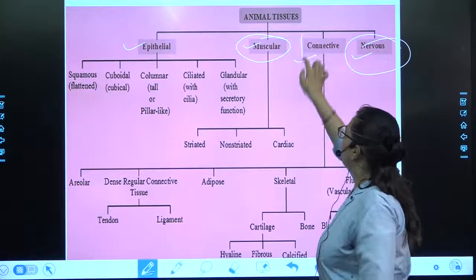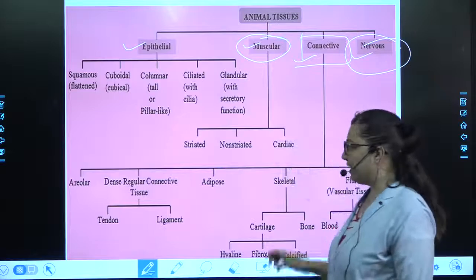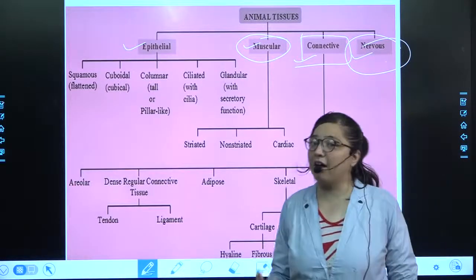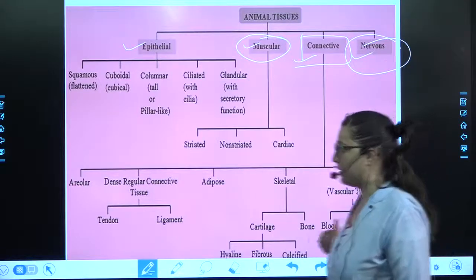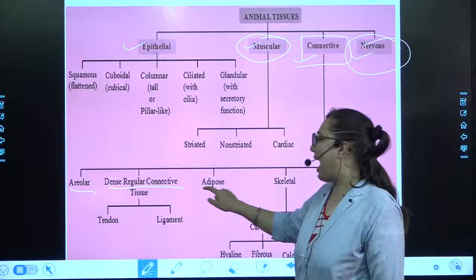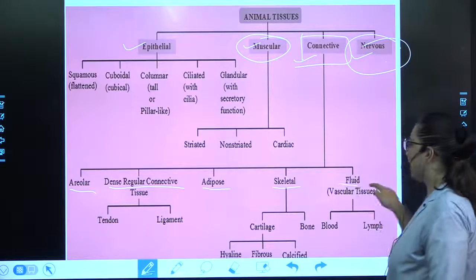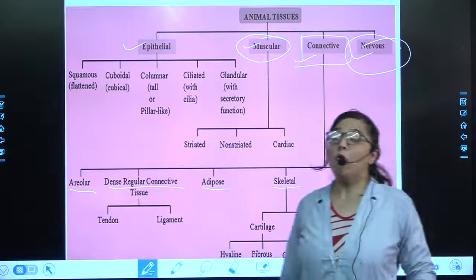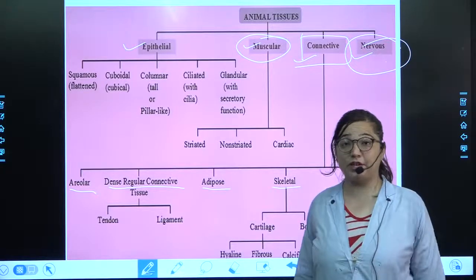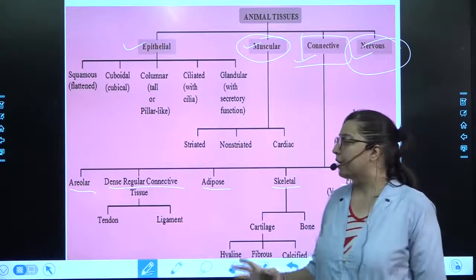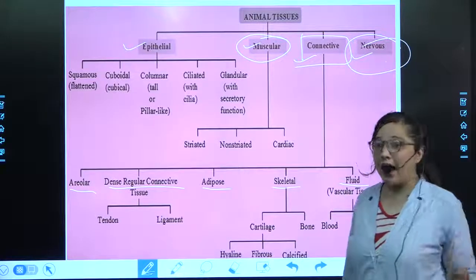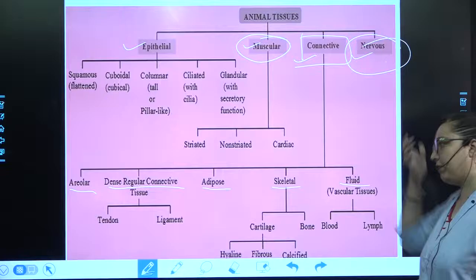Then connective. Connective is of basically 5 types. We will try to learn these 5 types first. They are areolar, dense regular, adipose, skeletal and fluid. Once again, how many types of connective tissues are there? 5 types. Which are those? Areolar, dense regular, adipose, skeletal and fluid.